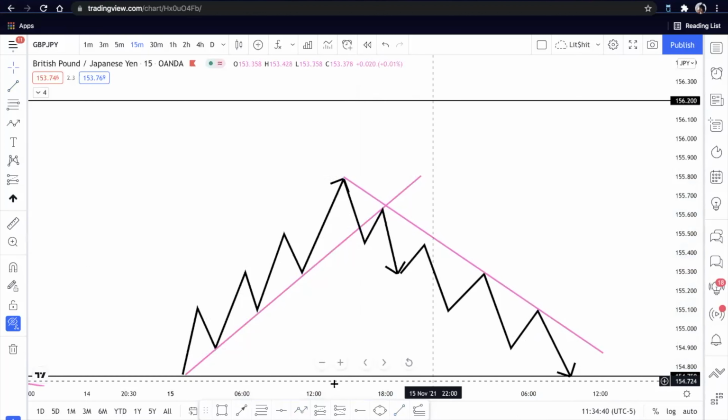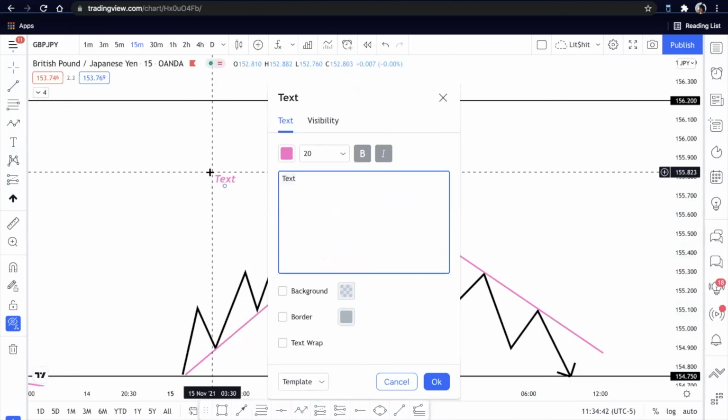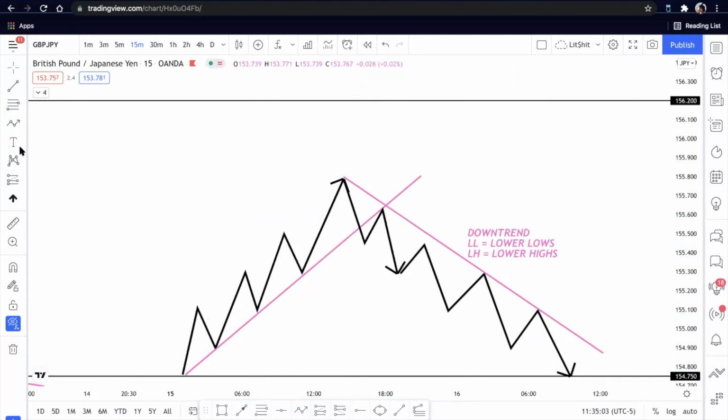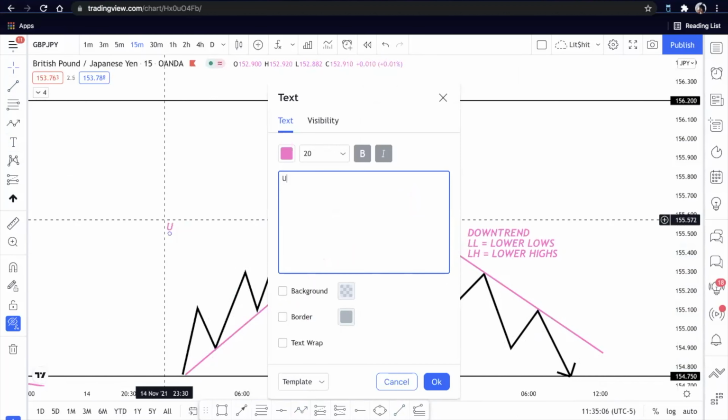So make sure y'all are taking notes. I'm giving y'all some good notes, but I am going to make a detailed video on this also. So downtrend: lower lows, lower highs. Okay, so this is the downtrend. Uptrend: higher high, higher low.